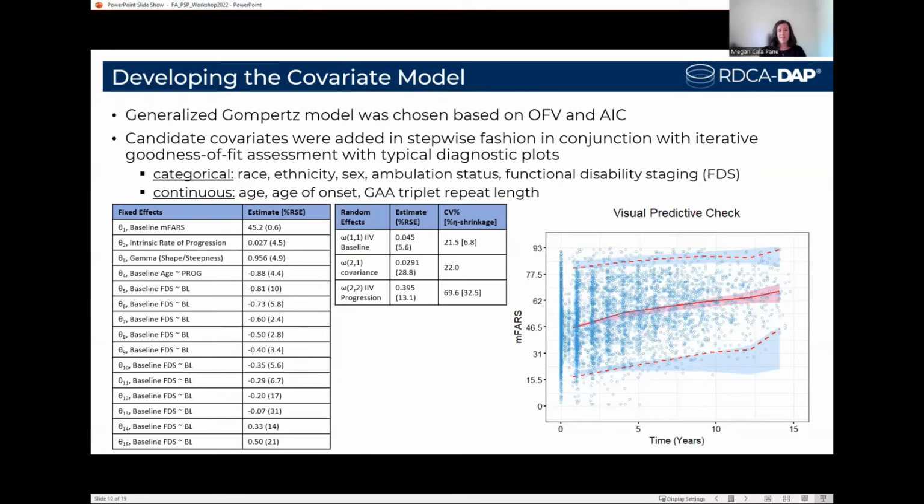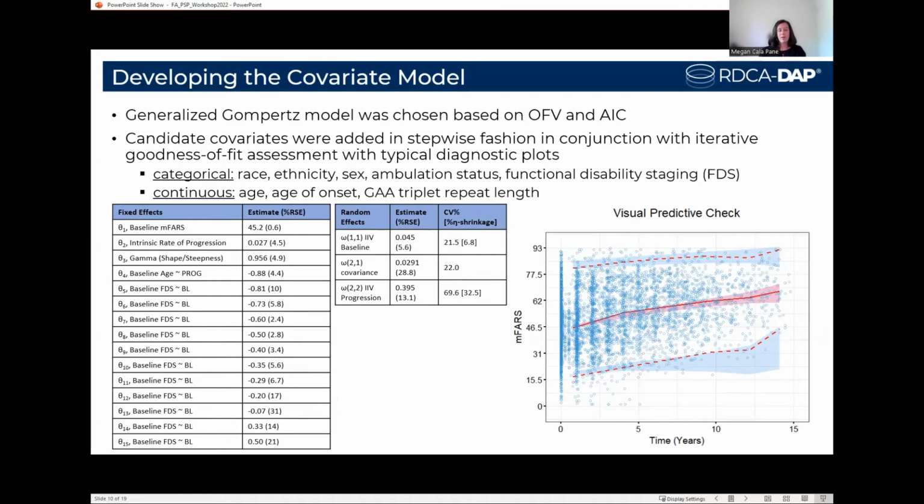So putting all these steps together that I've discussed so far, here are the details of our preliminary disease progression model of mFARS dynamics. And we tested several linear and nonlinear structural models and used a stepwise covariate search to identify that baseline age was a significant covariate on progression, and the functional disability staging score was a significant covariate on baseline severity. So the corresponding parameter estimates are summarized in the tables to the left.